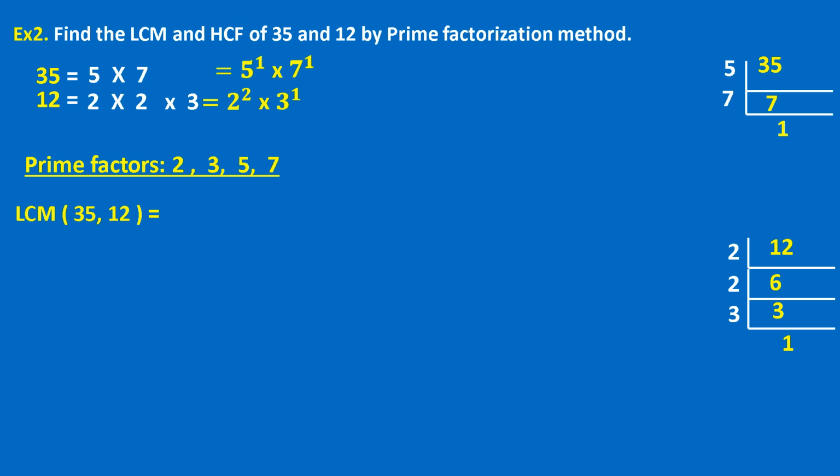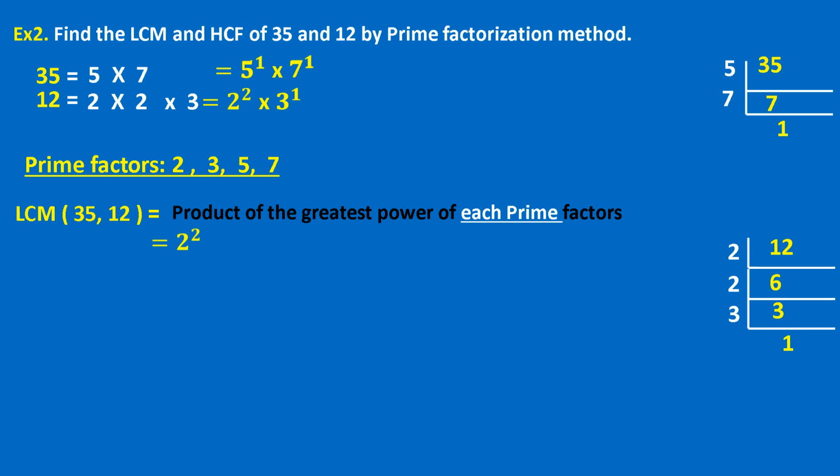2, 3, 2, 3, 5, 7. So that's why now LCM of 35 and 12 is, first of all, write the formula. Product of the greatest power of each prime factors. Now as a factor 2, which is the highest power, 2 is only 1, that is the greatest. So that's why 2 square.